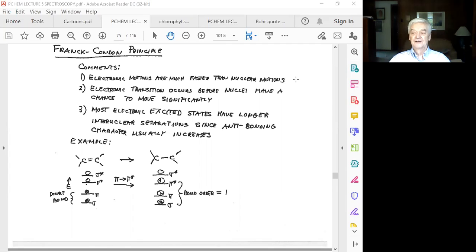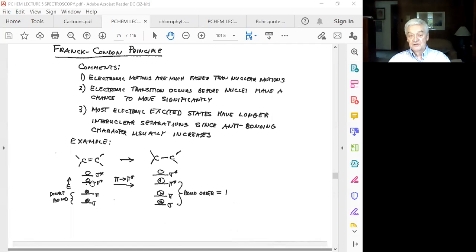An electronic transition takes about 10 to 100 times less time than a molecular vibration. So when an electron goes to an upper state, the molecule doesn't have time to vibrate or change its bond distance. Okay, so that's statement two: the electronic transition occurs before the nuclei have a chance to move significantly during the vibration.